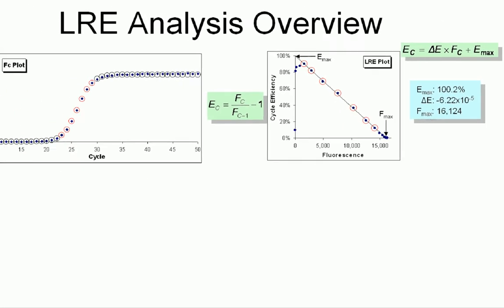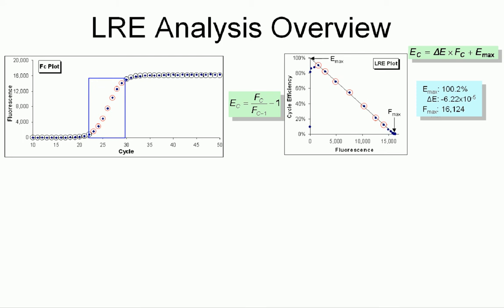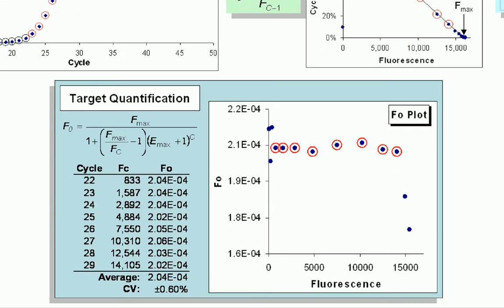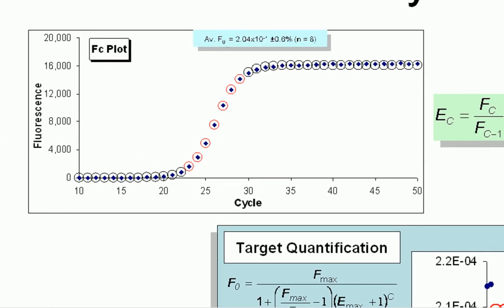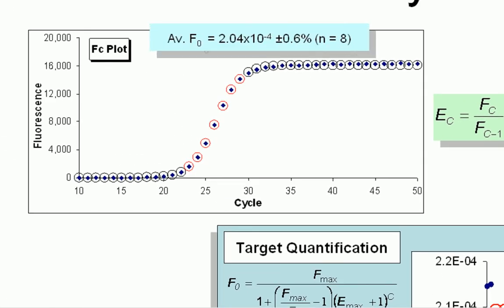Linear regression analysis is then applied to cycles within the central region of an amplification profile and is referred to as the LRE window. This generates values for Emax and delta E, from which Fmax is calculated. Target quantity is then determined by converting the FC readings within the LRE window into target quantity expressed in fluorescence units. The primary output of LRE analysis is thus an average F0 value that, depending on the size of the LRE window, is calculated from 4 to 8 determinations for each amplification profile.